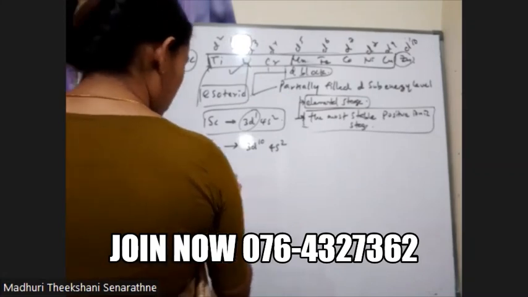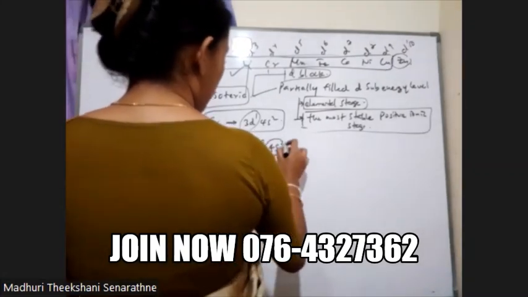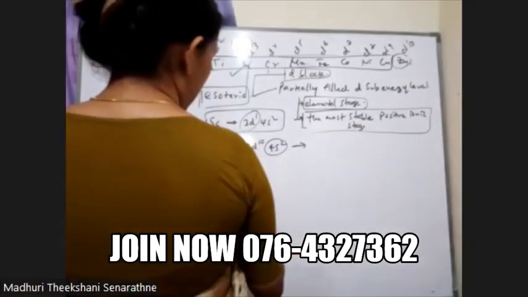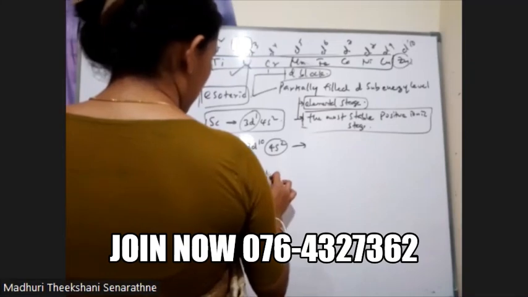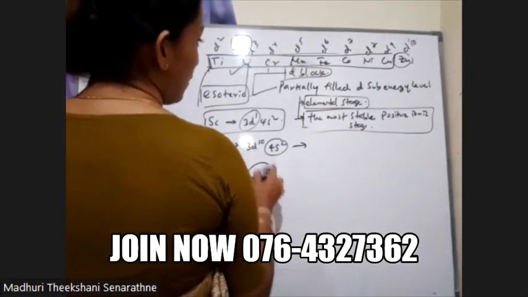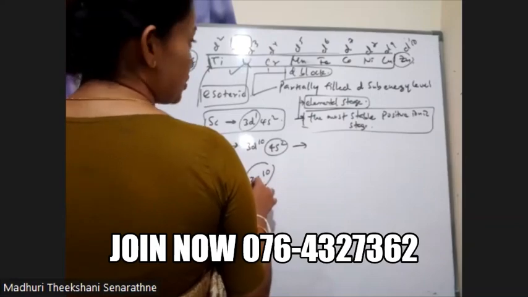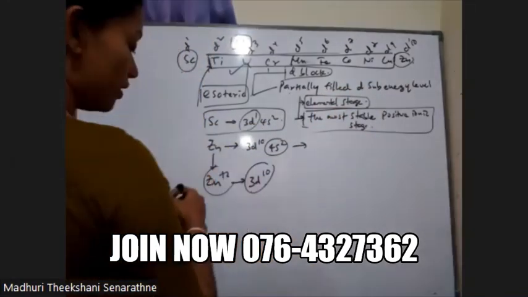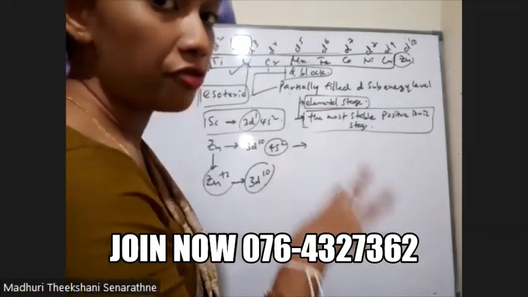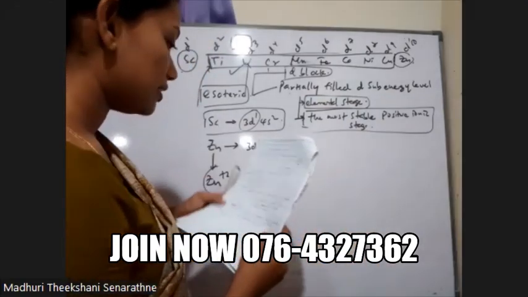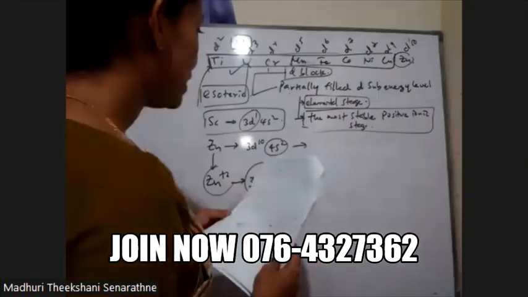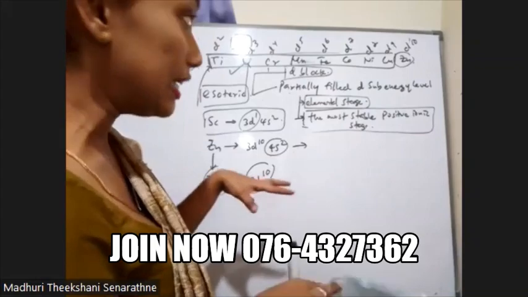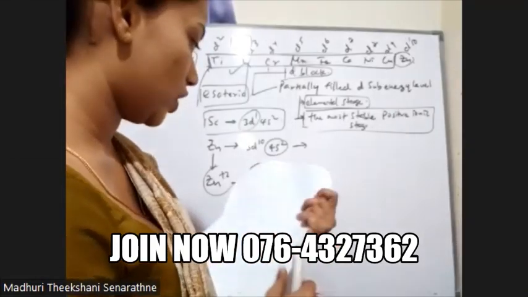Now, zinc 2+ means its outermost 4s electrons are removed. That means here the electronic configuration is 3d10. But here also we cannot see partially filled D sub-energy levels. The 3d sub-energy level is fully filled. Therefore, the answer is zinc. Zinc is included in the D block, but is not considered as an esoteric element.